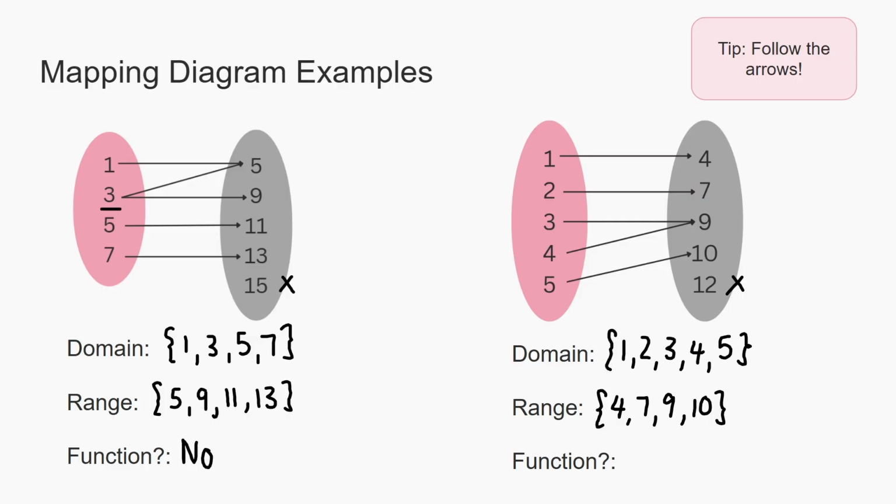Lastly, is this a function? Yes, it is a function because we only have one output for every input. 1 is always pointing to 4, 2 is always pointing to 7, 3 to 9, 4 to 9, and 5 to 10.